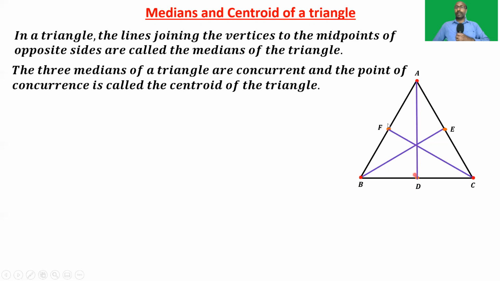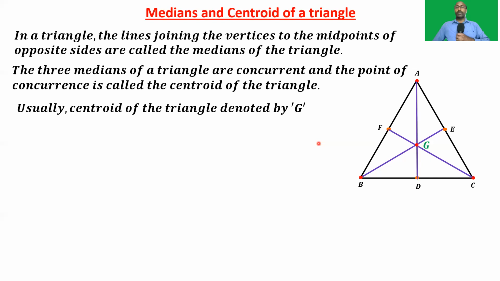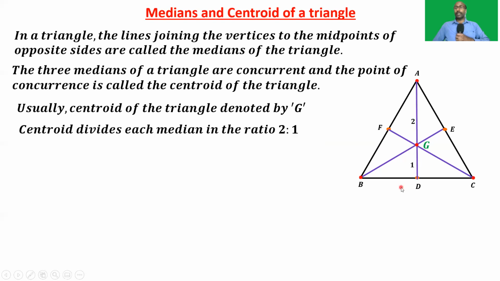Here the intersection point is called the centroid. The centroid is the intersection point of the medians in a triangle, and we denote it by G. G divides each median in the ratio 2:1, like this: 2:1, 2:1, 2:1.